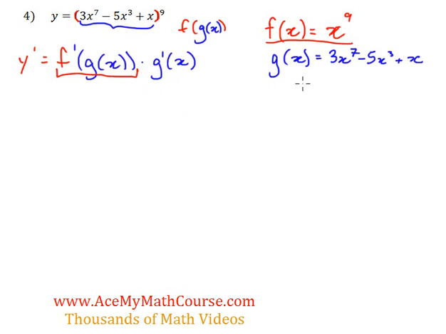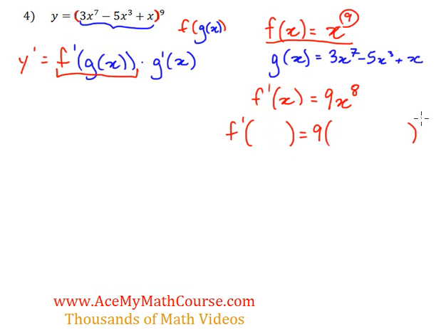Well, we have f of x, and that's x to the 9. So f prime of x will be just, well, I can bring down the 9, multiply it by x to the power of 8, and just subtract 1 from the 9. That's it. But that's just f prime of x, and we want f prime of g of x. Well, what's g of x? Just this whole thing. So you can just plug that right in there. Look at that. Great.